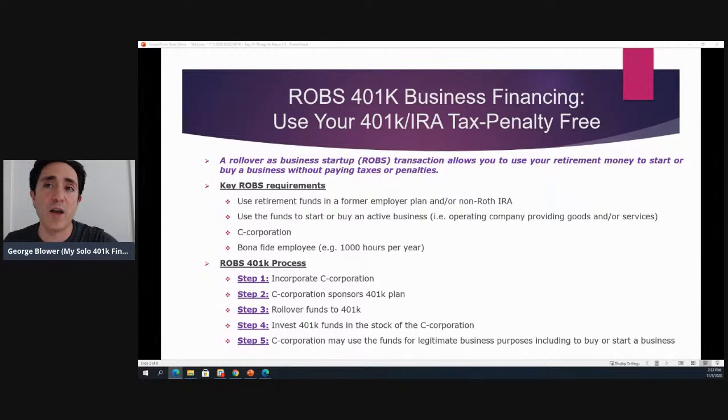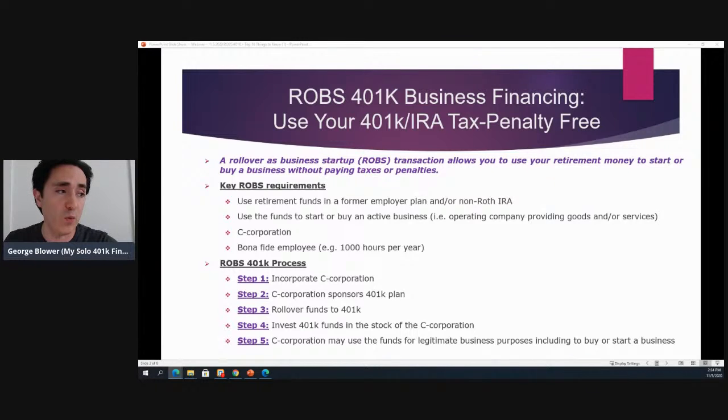We are an IRS approved 401k plan provider. Our plan allows for funding your business or investing in company stock. So the corporation would adopt the plan, and an account would be set up for the 401k, because you want to make sure that the flow of the money is consistent with what you're doing. Here you're rolling it over from your former employer plan or your non-Roth IRA to your new 401k.